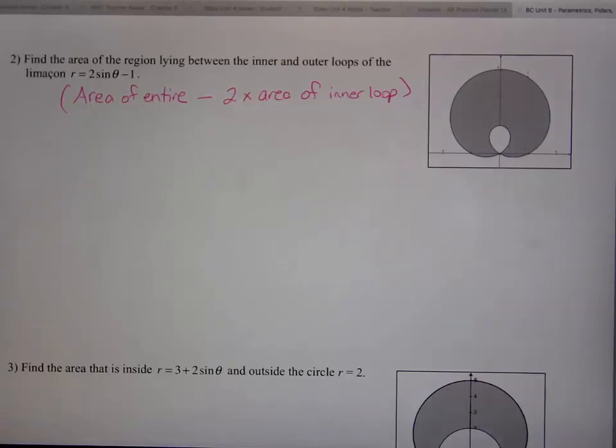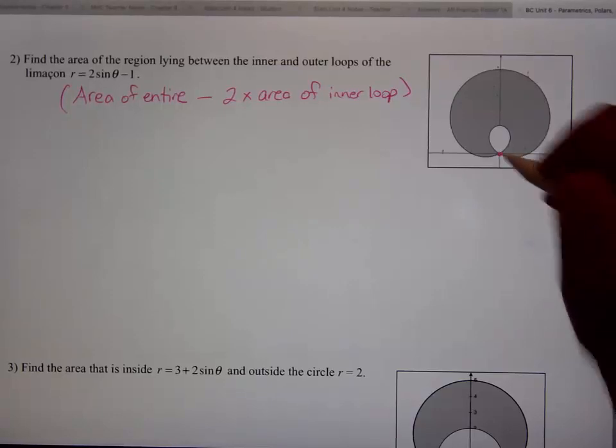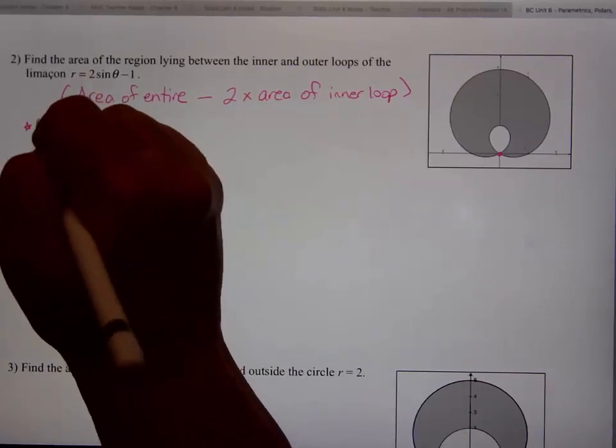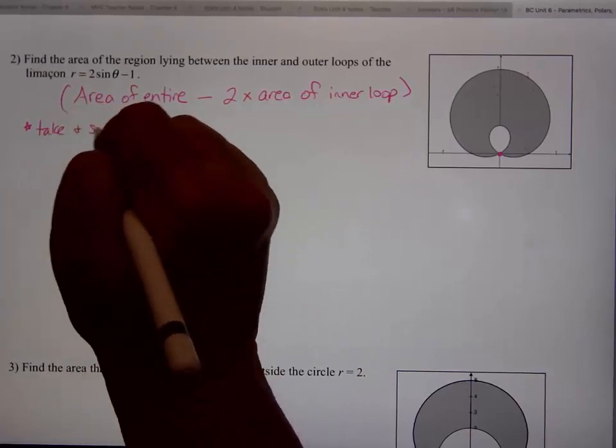Okay, now, the question is, where does the inner loop start and stop? And notice that it starts and stops at 0. So I've got to find out how far around the graph it is when that happens. So once again, we've got to take and set r equal to 0.